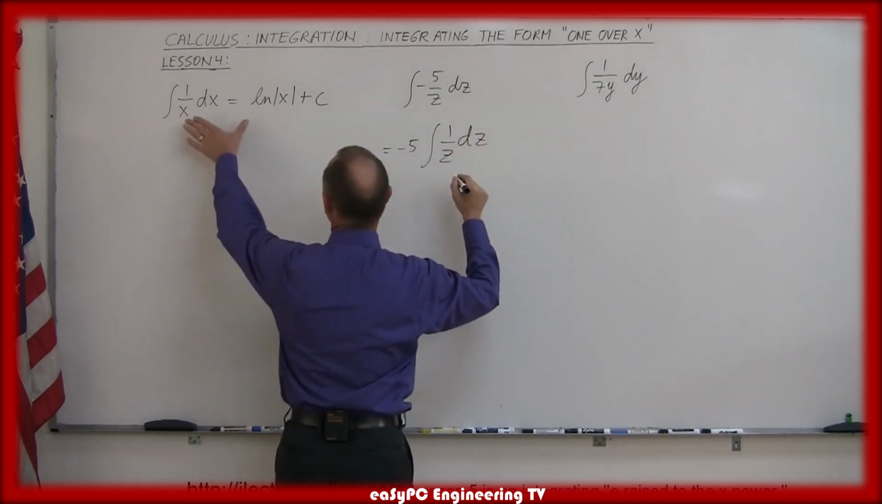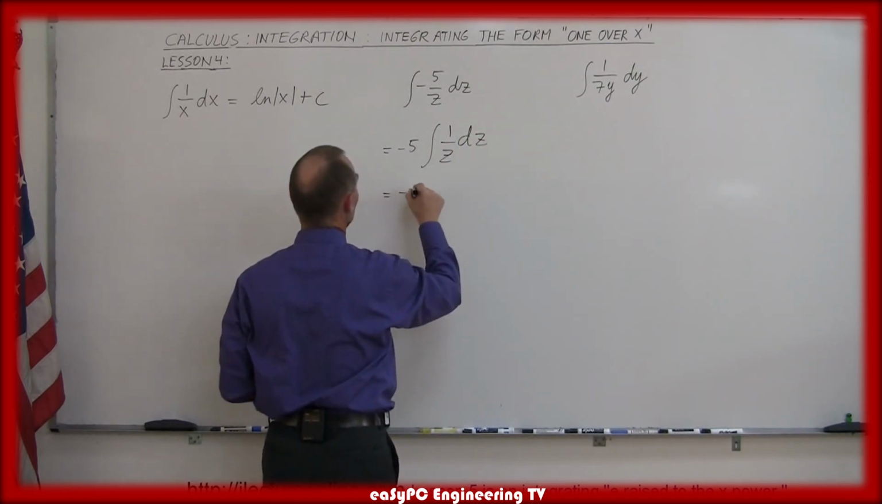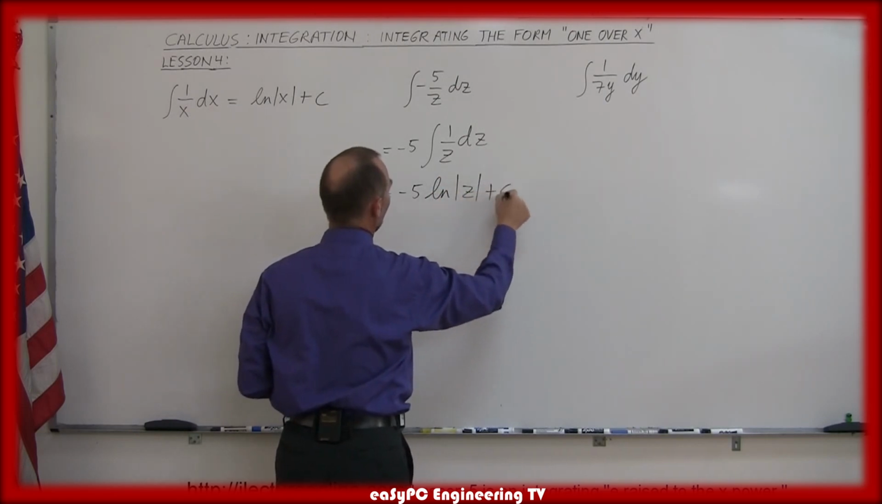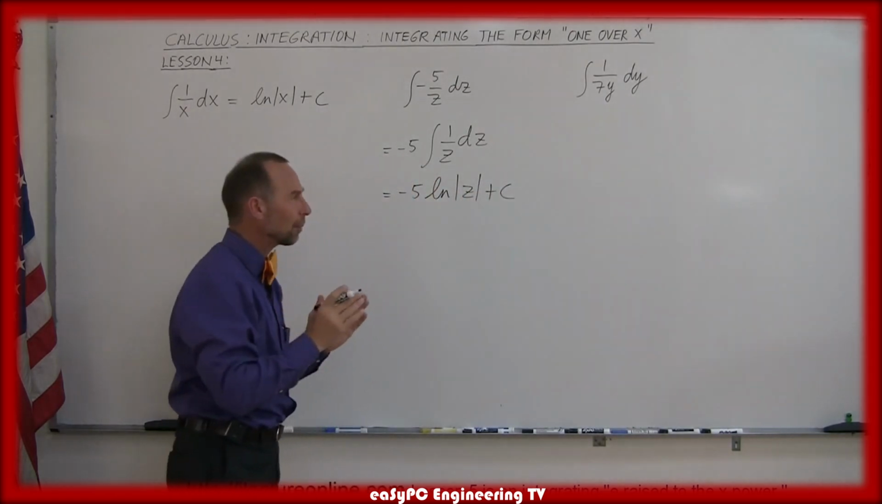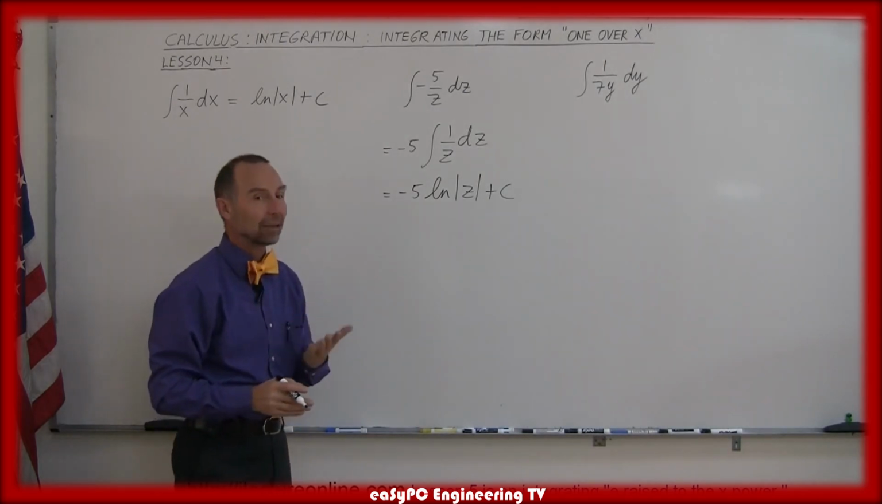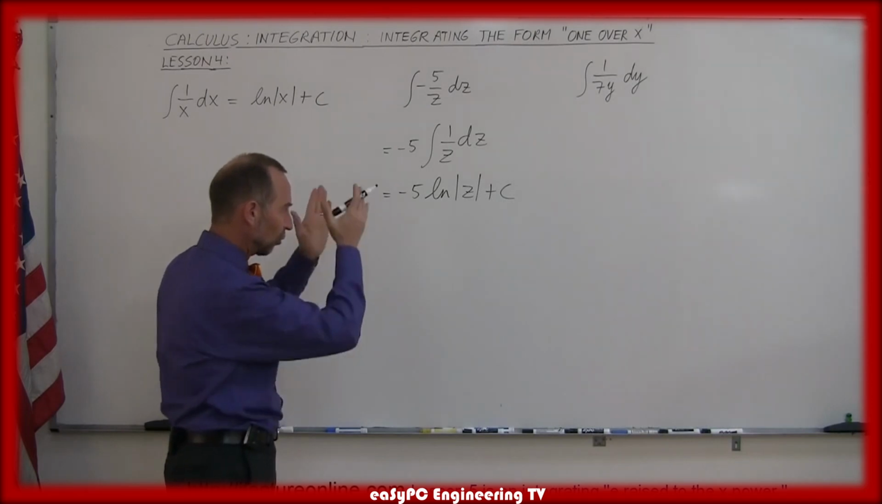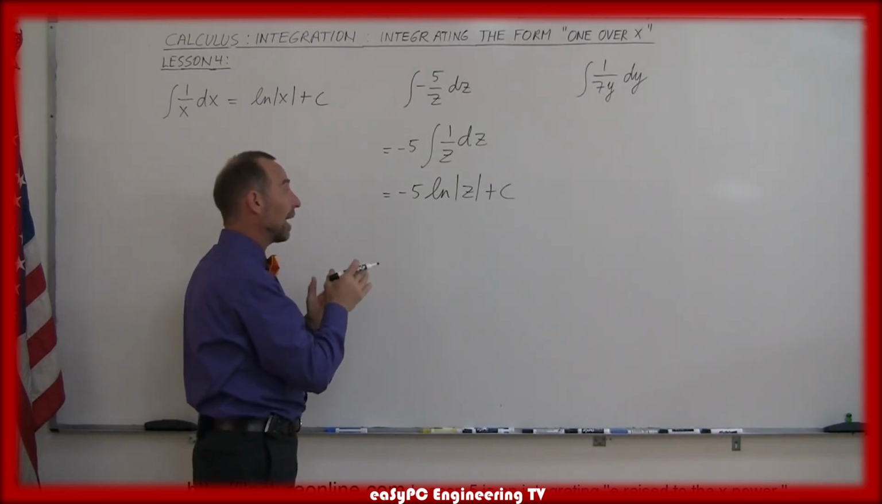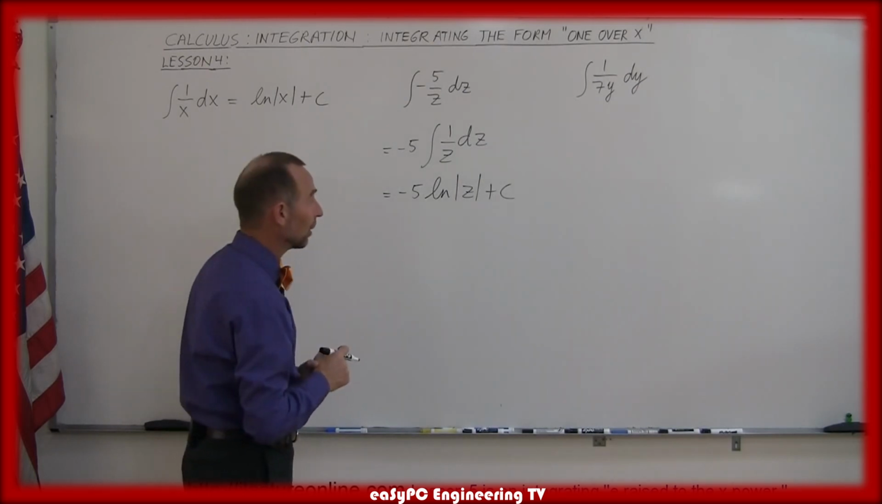And then we use the rule that we learned over here. So this is equal to minus 5 times the natural log of z plus a constant of integration. Notice that I put absolute value signs around z just like I did here because, of course, we cannot take the natural log of a negative number. So that's why we safeguard ourselves and say it can only be the positive value of whatever that number is.